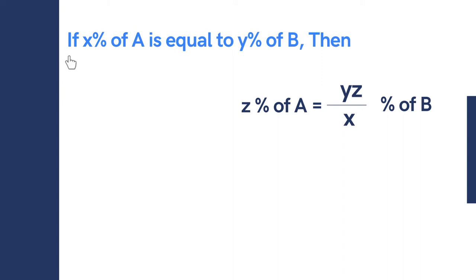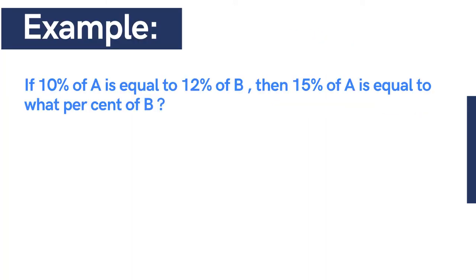This concept is saying if x percentage of A is equal to y percentage of B, then z percentage of A is equal to, and in the question the option will be in terms of B's percentage. So you have to find out the correct option. You will understand by example. So let's see an example.